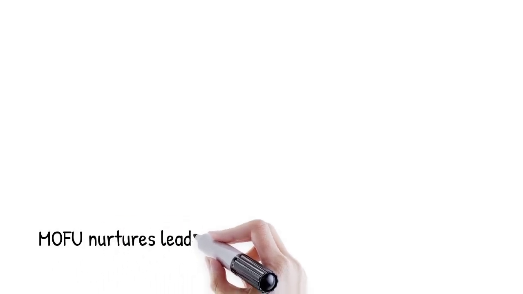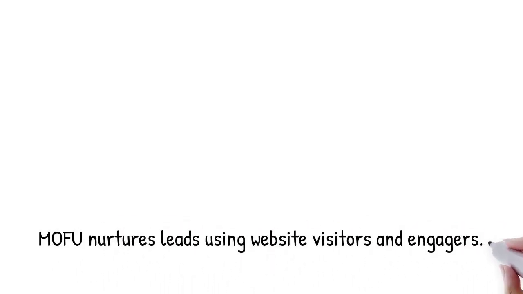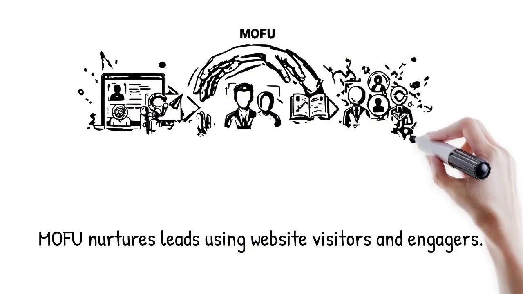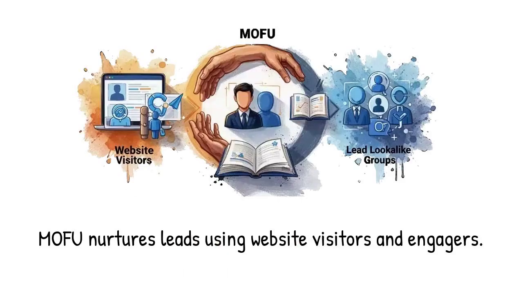In the MOFU, warm stage, focus on audiences who already know your brand, such as website visitors, engagers, and lead lookalikes, 2 to 5%. At this stage, the goal is to nurture these leads and educate them about your products or services.